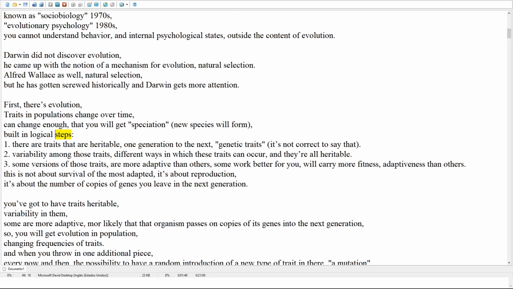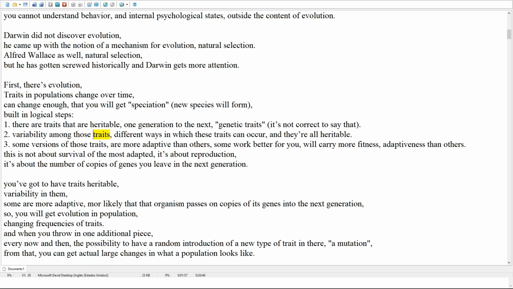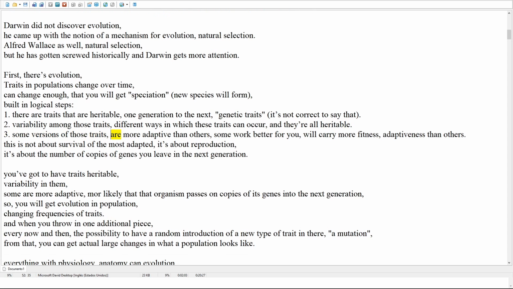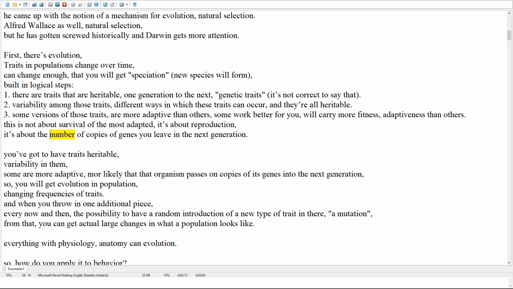It's built in logical steps. One: there are traits that are heritable from one generation to the next, genetic traits. Two: variability among those traits, different ways in which these traits can occur, and they're all heritable. Three: some versions of those traits are more adaptive than others. Some work better for you and carry more fitness. This is not about survival of the most adapted, it's about reproduction. It's about the number of copies of genes you leave in the next generation.